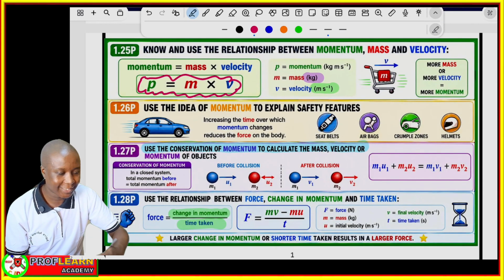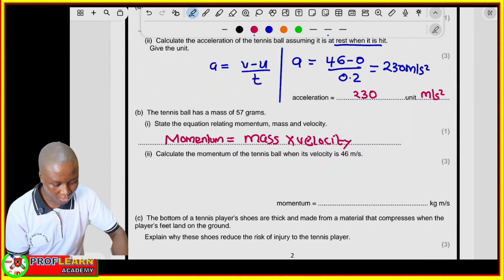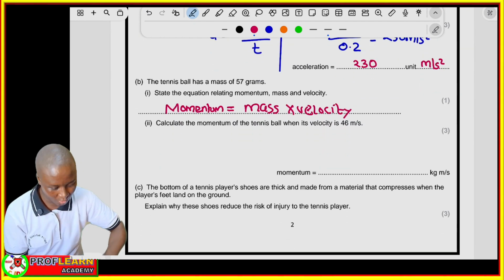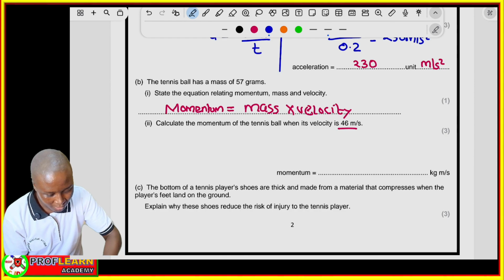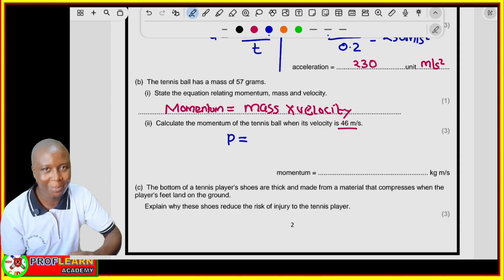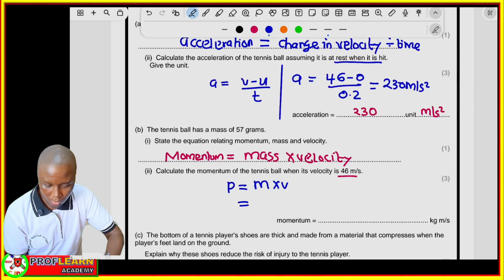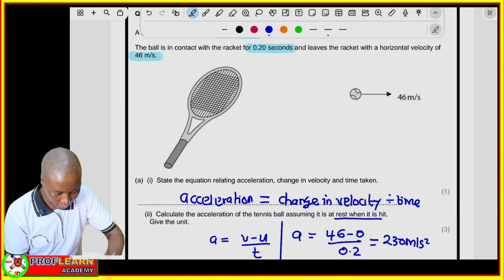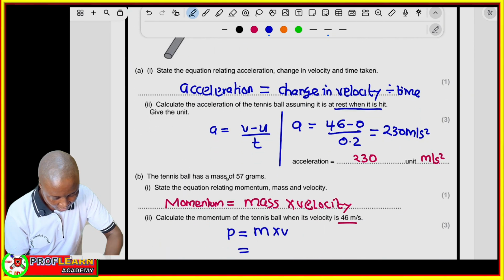And since force is equal to changing momentum over time, then an increase in time reduces the force. So you can see from this formula, changing momentum stays the same, but the time increases, which means that the increase in time reduces force, because force and time are inversely proportional.